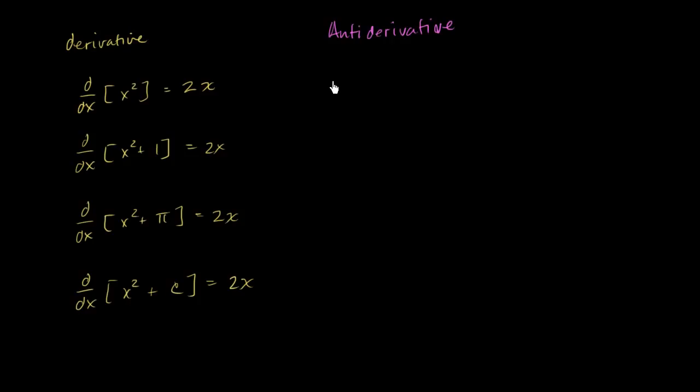So if someone were to ask you, what is 2x the derivative of, they're essentially asking you for the antiderivative. And so you could say, well, 2x is the derivative of x squared. But you could also say 2x is the derivative of x squared plus 1.